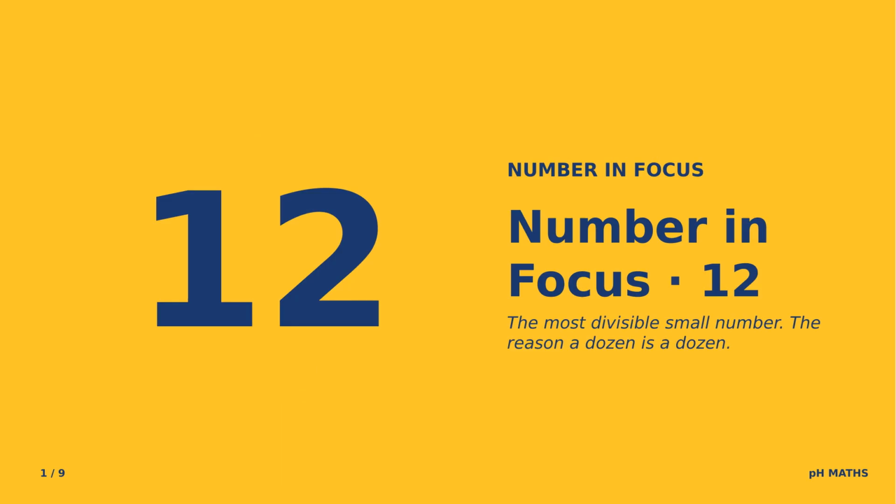Hello, welcome to PH Maths. Number in focus: 12. 12 is the most divisible small number. The reason a dozen is a dozen, the reason a clock has 12 hours, and a frequent answer to highest common factor questions on the GCSE Higher paper. By the end of this video, you'll know why 12 is called highly composite, you'll have 144 locked in, and you'll spot the 5, 12, 13 triangle on sight.